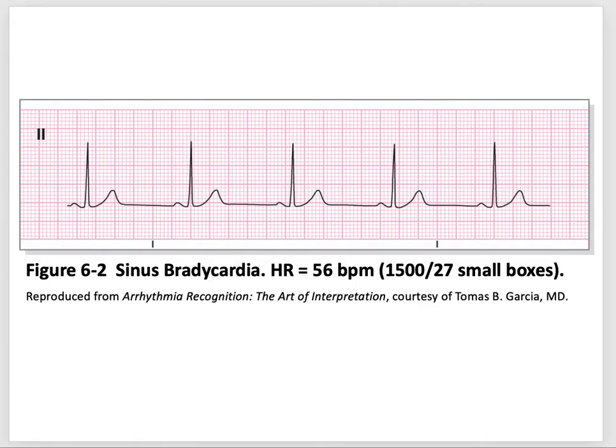Here is what bradycardic looks like, right? So we have a P wave and a QRS, right? Everything looks fine. What we see though, look at how delayed the heart rate is. This R interval is very delayed. So if we do the math on here, this one did the 1500 method. So we're counting how many boxes between this R wave and this R wave. We have 27. We do the division and we get 56. That would be bradycardic, right?